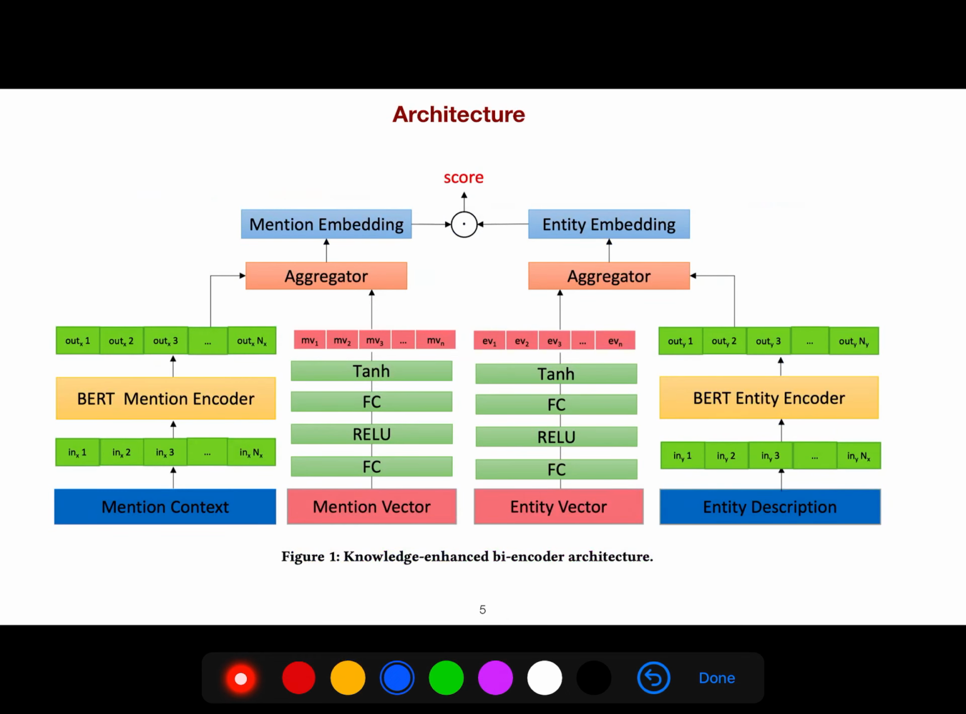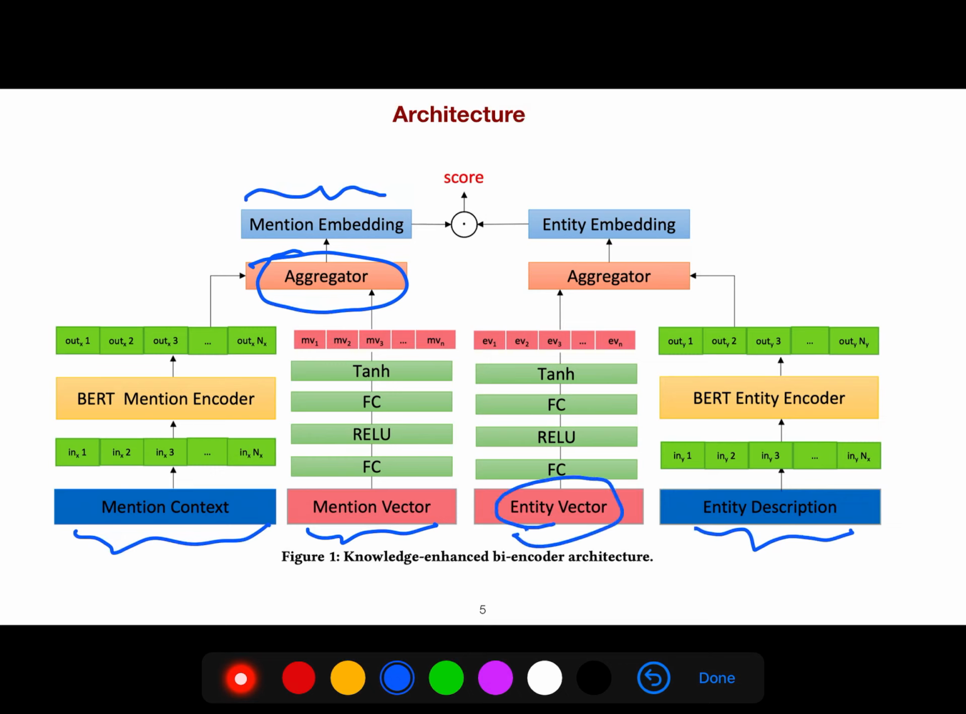This is the architecture. Although we use the mention in context, we can also use it separately and then aggregate these to get a better mention embedding. The same thing applies to the entity embedding, because not only is the entity description important, but the entity by itself is also important, so we can aggregate these two to have a better entity embedding. The rest is standard, because we use the entity embedding and mention embedding to get the score.